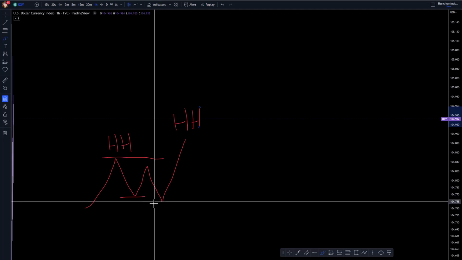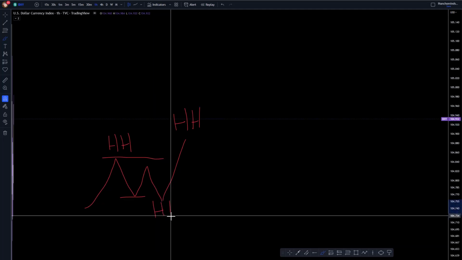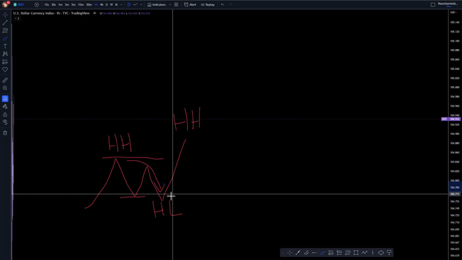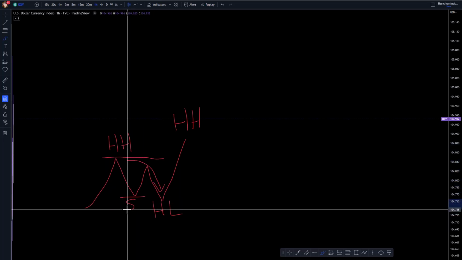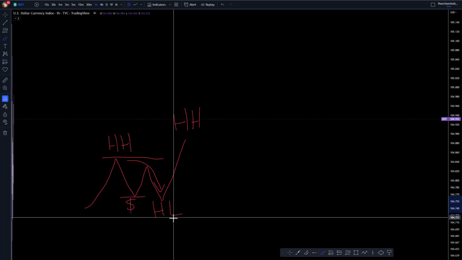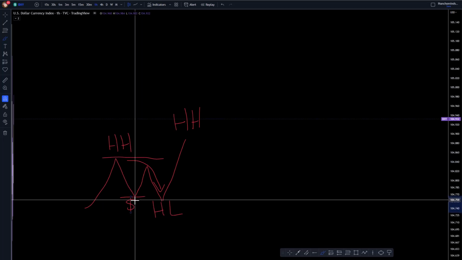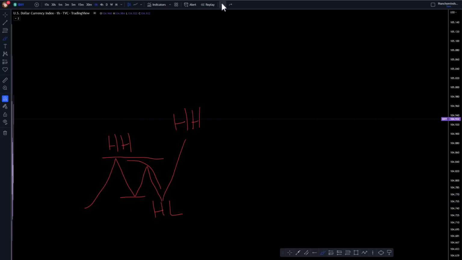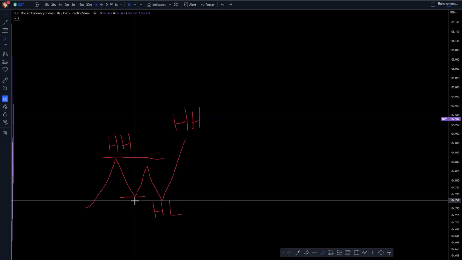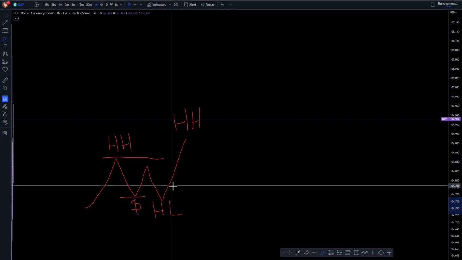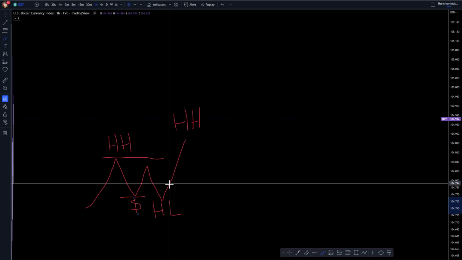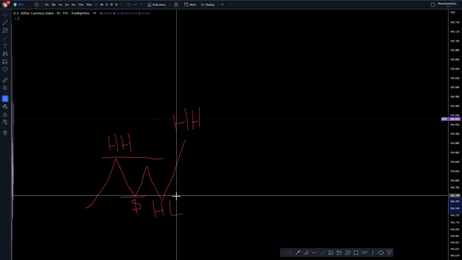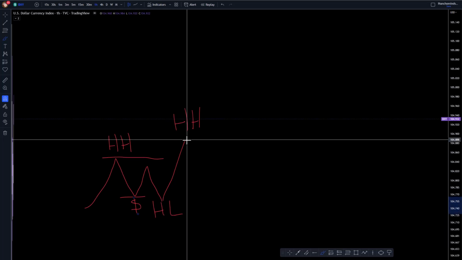So now this is our higher low right here. Between the higher high and the higher low, we created some liquidity. We created some intermediate highs and lows that can be considered liquidity. Following structure is key to understanding when you're inside liquidity and when you're in structure, expansion or retracement.